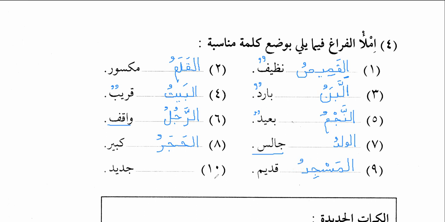Al-masjidu qadimun. Then jadid. What can be new? Qamis can be new, but we have already used qamis, so let's use some other word. What can be new? Al-talib. Al-talibu. Talib means student. Jadidun. So this is how you will choose the mubtada.